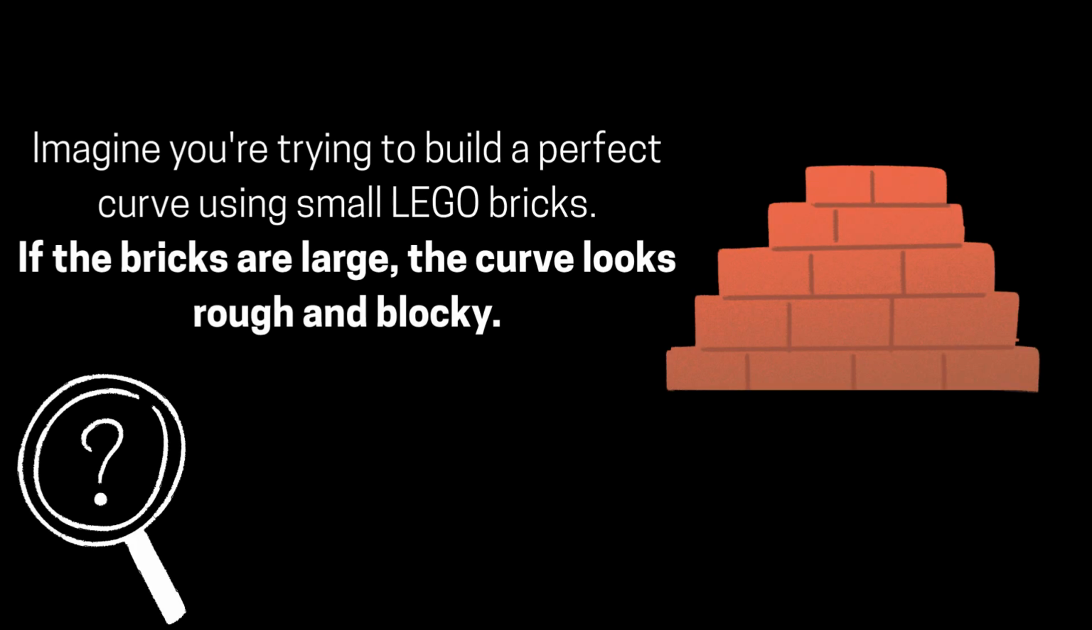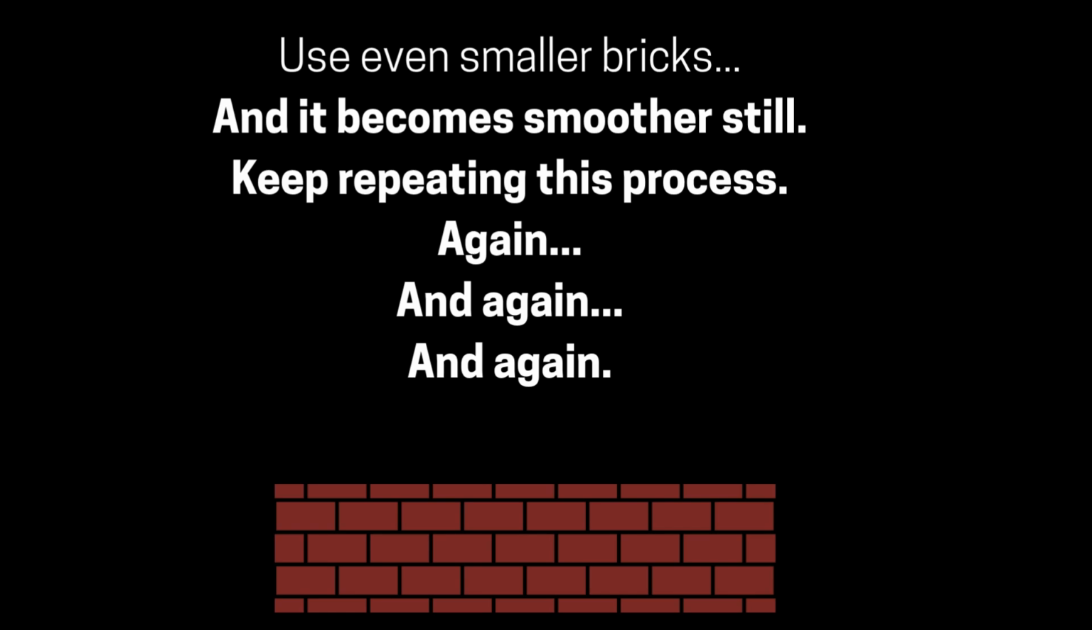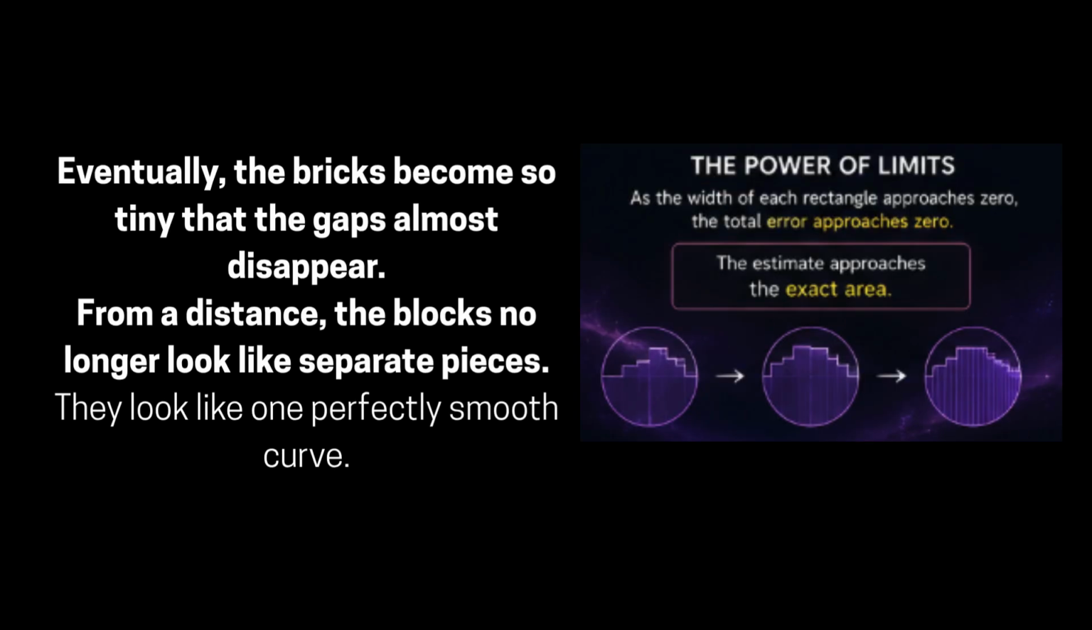Imagine you're trying to build a perfect curve using small Lego bricks. If the bricks are large, the curve looks rough and blocky. Now replace those large bricks with smaller ones. The curve immediately becomes smoother. Use even smaller bricks, and it becomes smoother still. Keep repeating this process, again and again and again. Eventually, the bricks become so tiny that the gaps almost disappear. From a distance, the blocks no longer look like separate pieces. They look like one perfectly smooth curve.